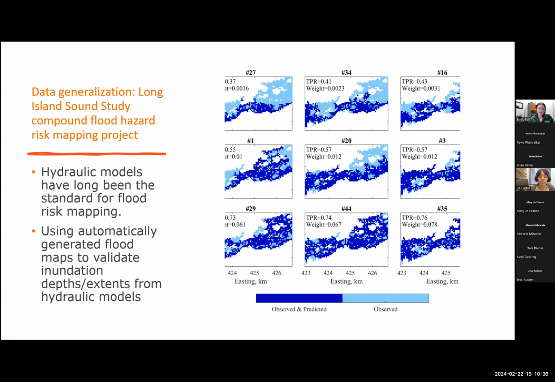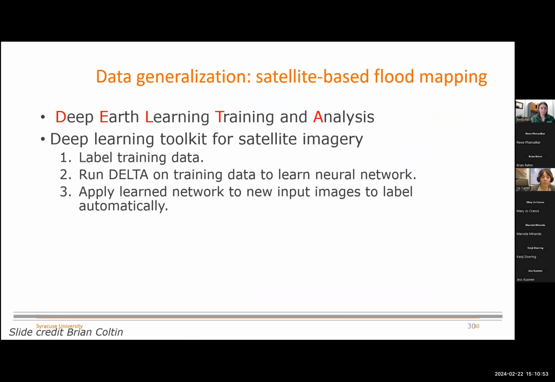So if we can generate some observation-based flood inundation extent maps, we can use those to validate and hopefully better calibrate our hydraulic models. So this is one way that generating some automatic high water mark maps can help us better model flood risk in other places.